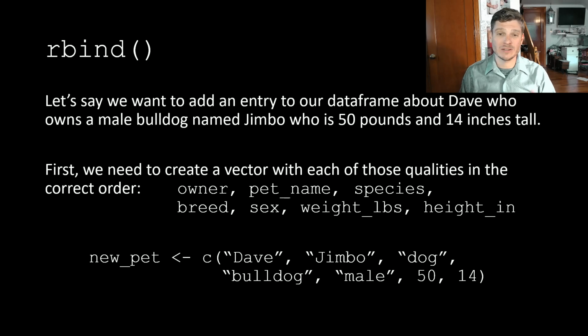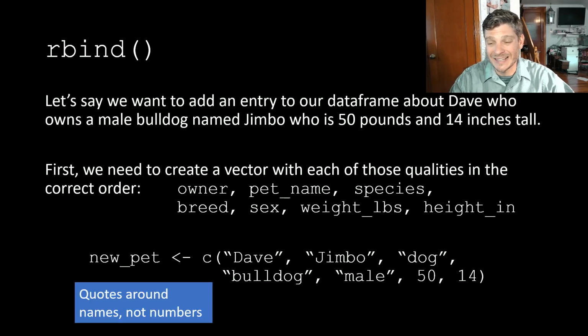So new pet being stored, to create the list, c, and then parentheses, and then going in order: Dave, Jimbo, dog, bulldog, male. And again, those are all names. Those are all characters, strings of characters, so those all go in quotes. 50 pounds, that's a number, no quotes. And 14 inches, no quotes. All right, so that creates my new vector. And like I said, quotes around the names, not the numbers.